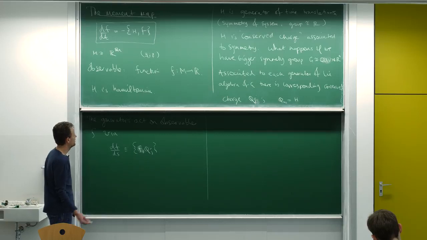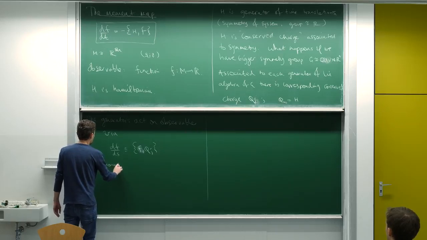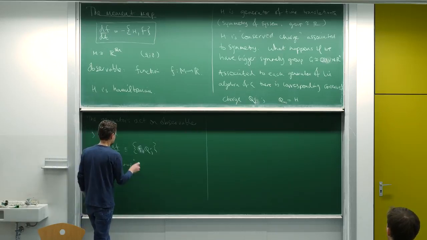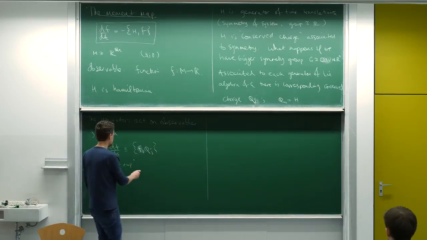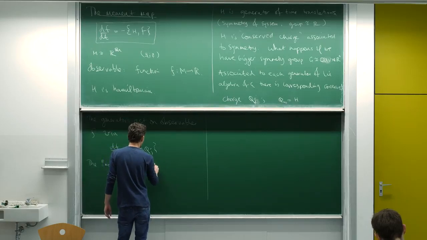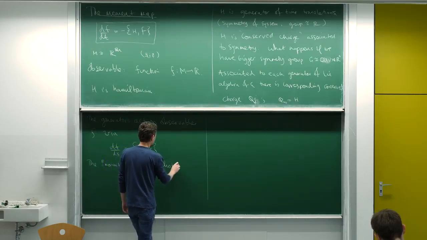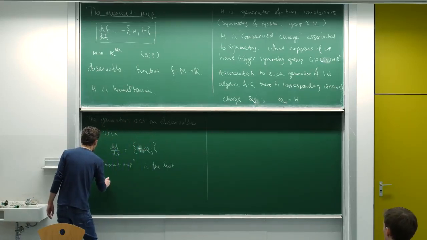So what is the moment map? Well, the moment map is just the list of these generators. There's nothing more, nothing less. So it's like a vector.